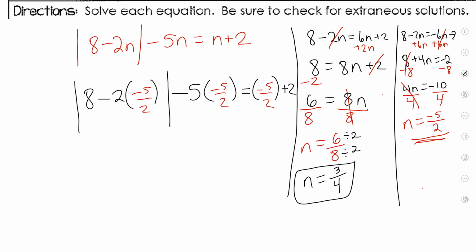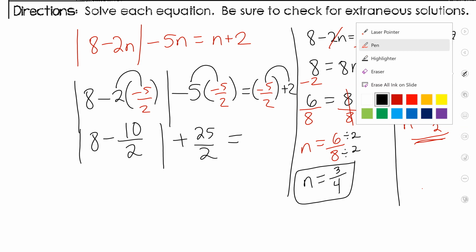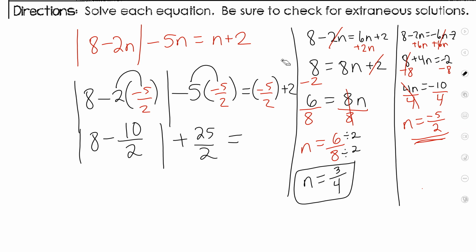Okay, continuing, we distribute this. So -2 times -5 is a +10, so this will be 10 over 2. -5 times -5 is a +25 over 2 equals -5 times, oh, sorry, that's not being multiplied. So we can just leave that as it is. So I'm going to bring this down. I have -5 over 2 plus 2. So all I did was just distribute when I have a number right outside of the parentheses.